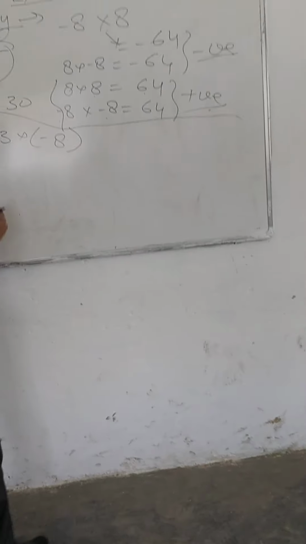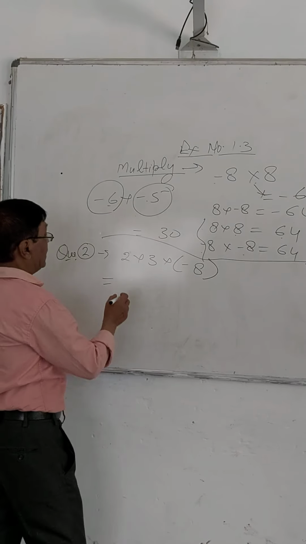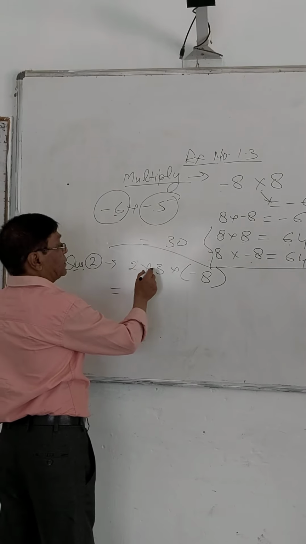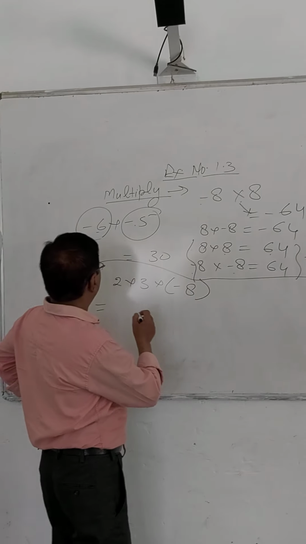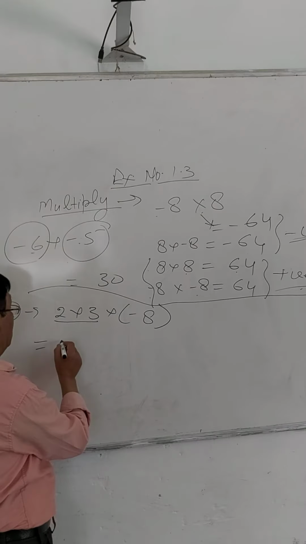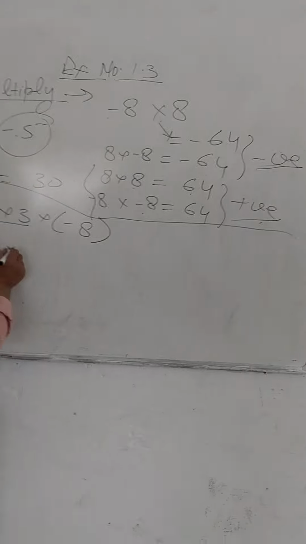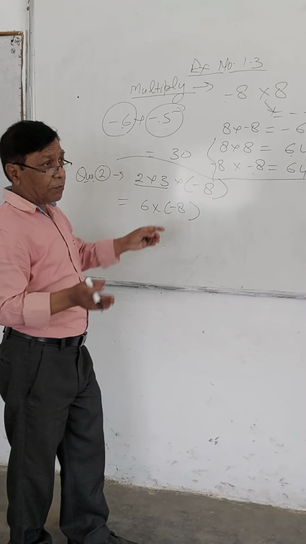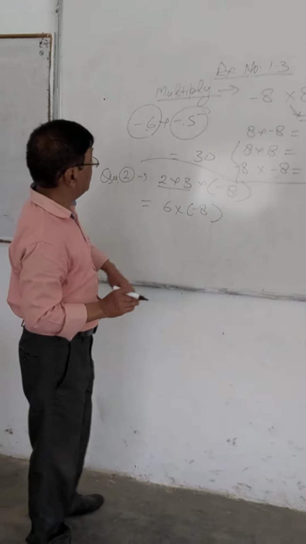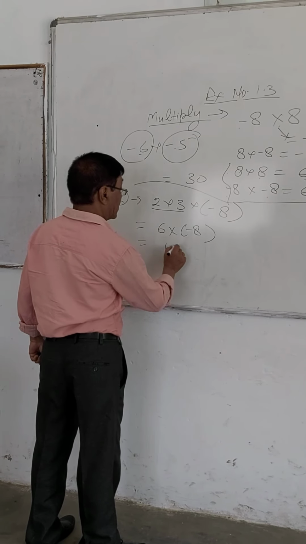So do it step by step. First you multiply 2 into 3. See, this is positive, this is positive. Same sign, multiplication of the same sign will be positive. So this multiplication will be 6 and the sign will be positive. Again multiplied by minus 8. Now here this is positive, this is negative. So opposite sign, multiplication of opposite signs will always be negative. So 6 8 are 48 and the sign will be negative.